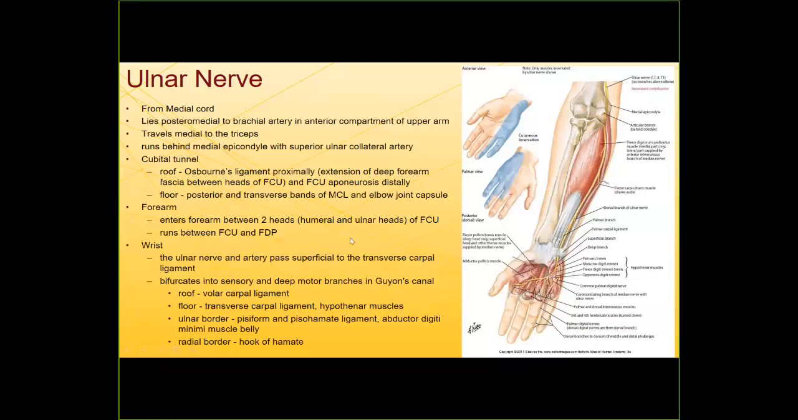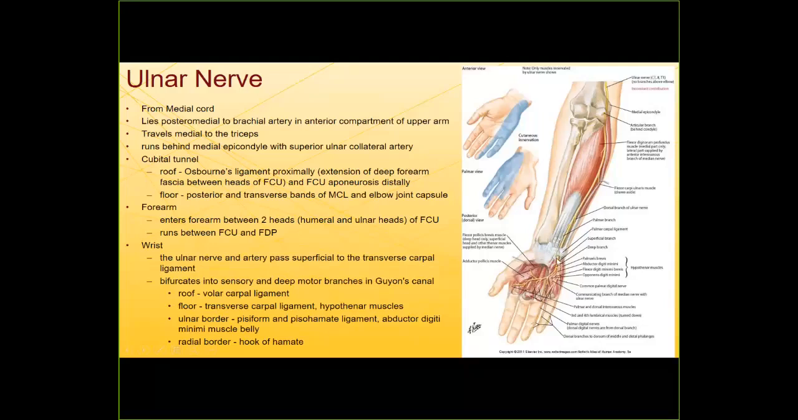Okay, that's before we get to Guyon's canal. Okay, so Guyon's canal is the tunnel that's formed right here at the level of the wrist, and it's also partially formed by that transverse carpal ligament, like with the carpal tunnel. This is kind of an extension of that transverse carpal ligament, and there's the ulnar nerve going right through there, and it's bordered by the pisiform and by the hook of the hamate bone, right? Those are kind of its borders on medial and lateral sides, as well as that ligament on the top of it. So it's prone to being irritated right through this tunnel, kind of like the median nerve as it goes through the carpal tunnel.